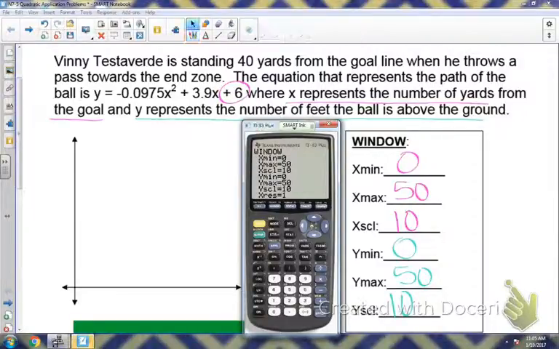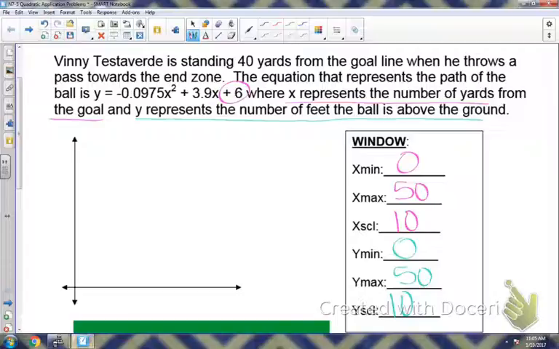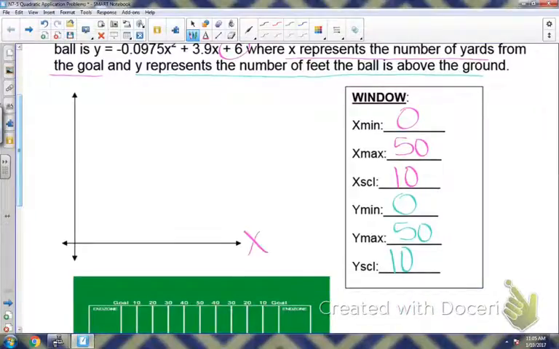Okay? Alright, so from here, I want you to label your X and Y axes, and we're going to start graphing it. So, here's our X axis. That's representing the number of yards from the goal. Okay? Look at your table on your X axis. We're going from 0 to 50, increasing by 10. So 10, 20, 30, 40, 50.